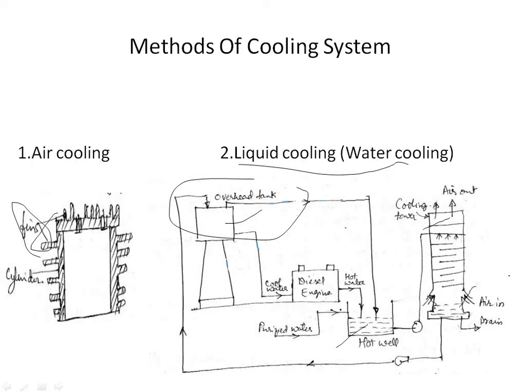The water flows downward through the baffles and air is supplied from the bottom, which carries heat from the water. The cold water is collected at the bottom of the cooling tower. Cold water is pumped back to the overhead tank for recirculation into the engine for cooling. Purified water is periodically added to the hot water well to make up the vaporization losses.